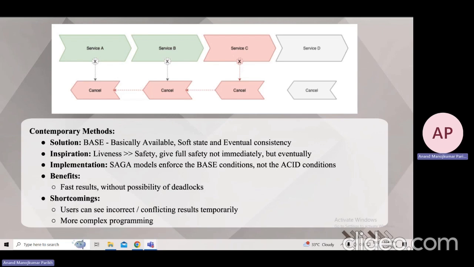This model clearly prefers liveness over safety. The saga pattern enforces BASE conditions. A saga is simply a sequence of events that must occur at distributed replicas. It is originated by some initial user request. After computation locally at the first service, let's say service A, service A emits a message in response to which the second service, service B, starts its local computation and so on.